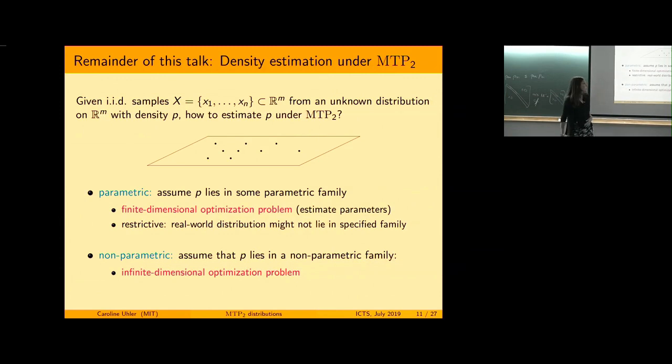So what are the implications of actually putting the MTP2 constraint explicitly on the problem that you're trying to solve? And I'll show you that it actually leads to a lot of very, very nice properties.